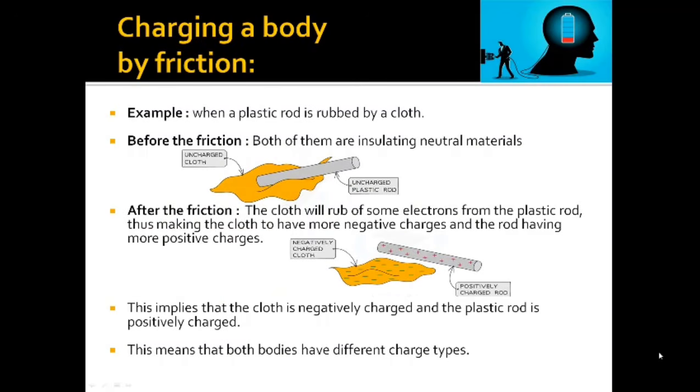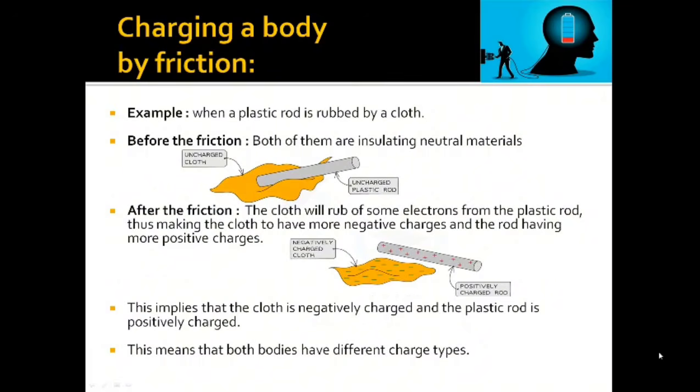Now let's look at this example. If I have my plastic rod rubbed by a cloth, just like the first diagram you saw, before the friction, what do you see? Both of them are insulating neutral materials. There is no charge there. The net charge in both materials is zero.